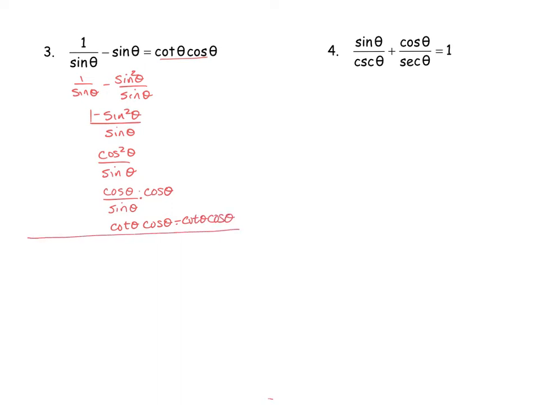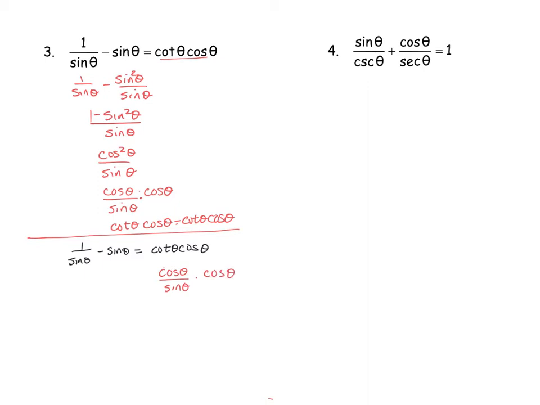So now I wonder if I could have done this differently. Could I have worked the right side first? Well, let's find out. Let's work the right side first and see if we can do it. So on the right side, the cotangent times cosine, the only thing I can think to do is make that cosine over sine in place of cotangent times the cosine of theta.